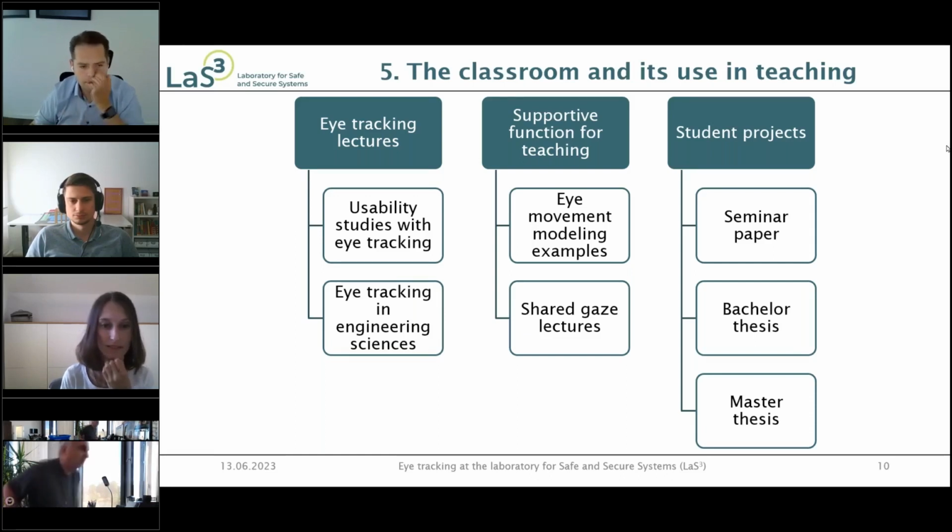I will talk a bit about eye tracking in engineering science later, but we have 2 other elements where we are using the classroom for teaching. There is also a supportive function. For example, we have recorded eye movement modeling examples. You might have heard of EMIs in many different areas. We have recorded them for software engineering, really for every single part. We have some for requirements engineering, some for UML modeling, and for code reviews.